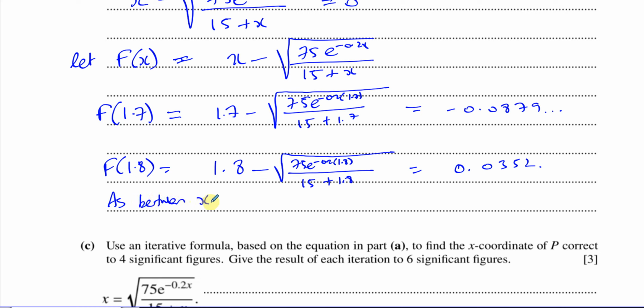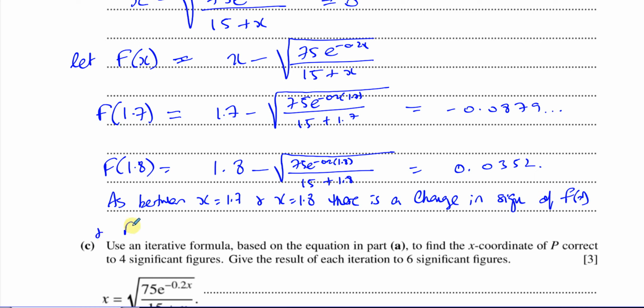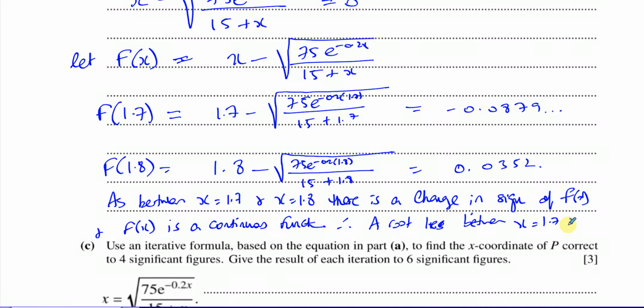So now what we can say is, between x equals 1.7 and x equals 1.8, there is a change in sign of f of x, and what I've called f of x is a continuous function, always best to write that as well, as it's a continuous function, therefore a root lies between x equals 1.7 and 1.8. Okay, so that statement should be written down.